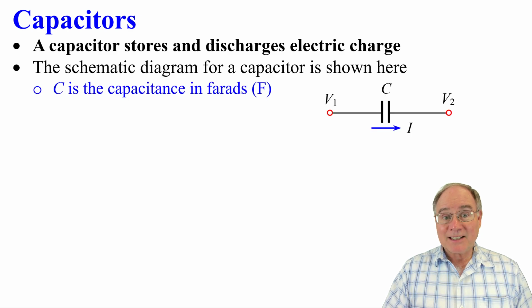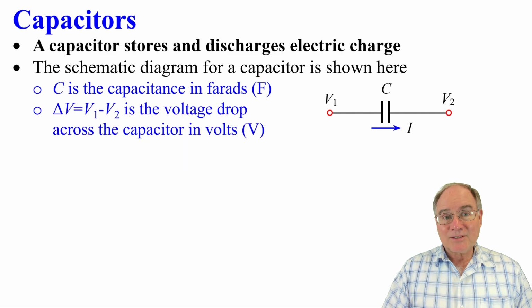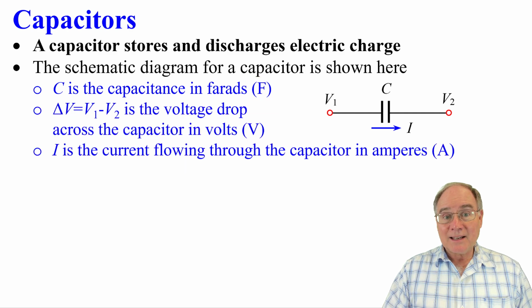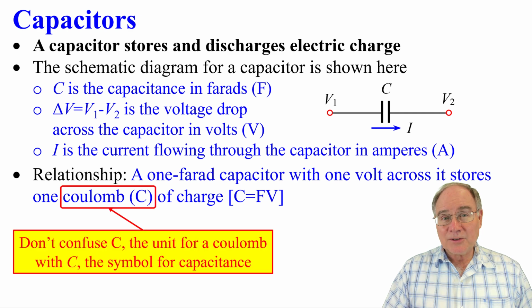C is the capacitance in farads, but farad is a really large unit, so most capacitors are measured in microfarads. Again, delta V is the voltage drop, and I is the current. The relationship is that a 1 farad capacitor with 1 volt across it stores 1 coulomb of charge. In terms of units, C equals F times V. And don't confuse this C with the italicized C, which is the symbol for capacitance.